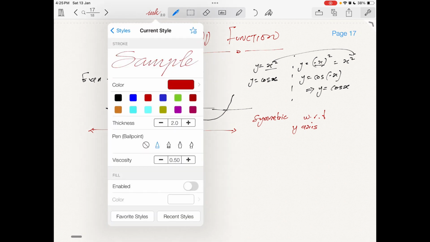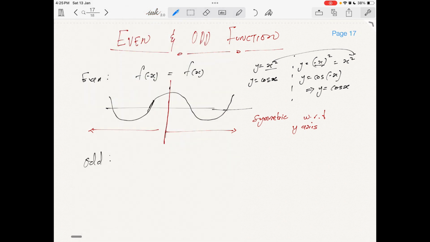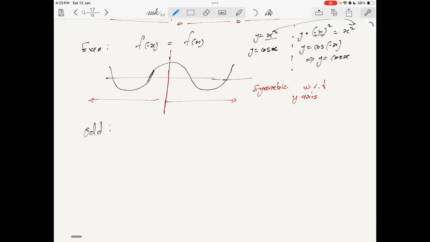Now let's talk about odd functions. What are odd functions? Odd functions are such that f of minus x is equal to minus f of x. Take, for instance, y is equal to x raised to power 3. And instead of writing x, we write minus x. So y is equal to minus x raised to power 3, which is minus x raised to power 3. So we can see that if f of x is x raised to power 3, then f of minus x is minus x raised to power 3.